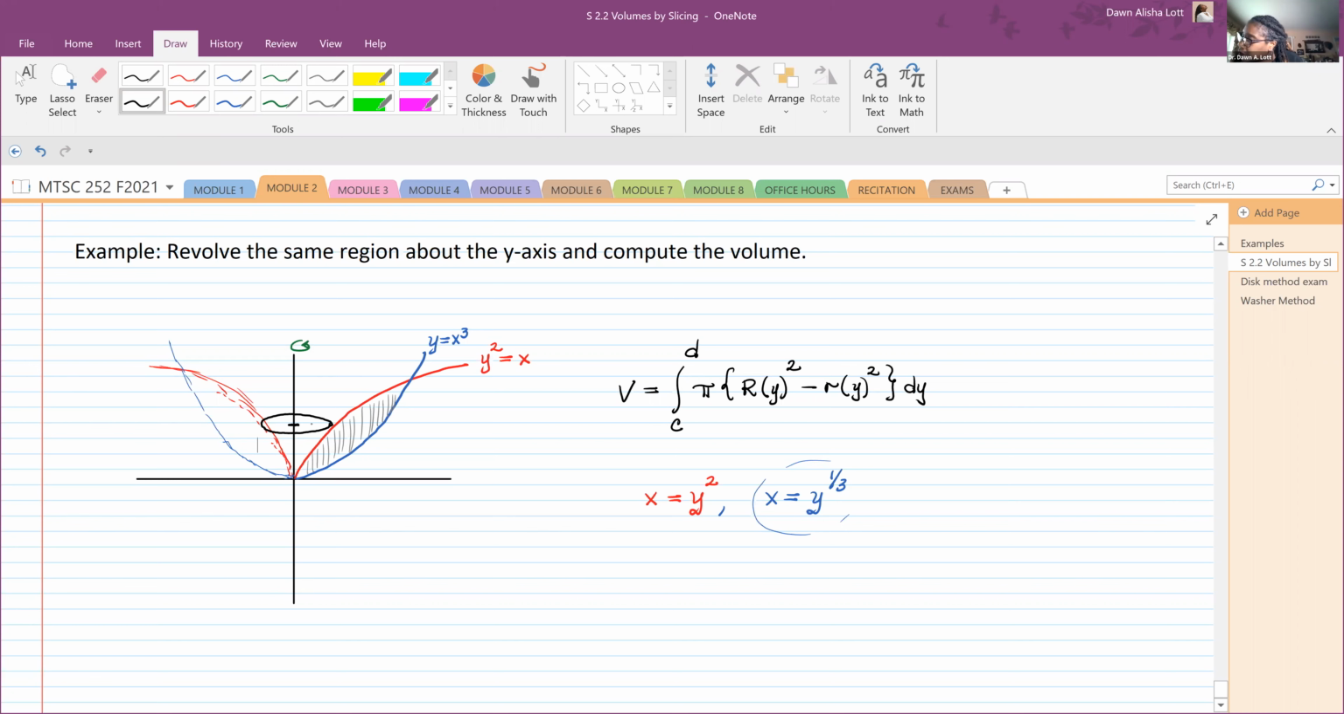And now I need its radius. So how long is that? If this is y, then how long is that black line? It's the exact same way we did it before. So this is the little radius. It's y squared. Yes. Perfect.